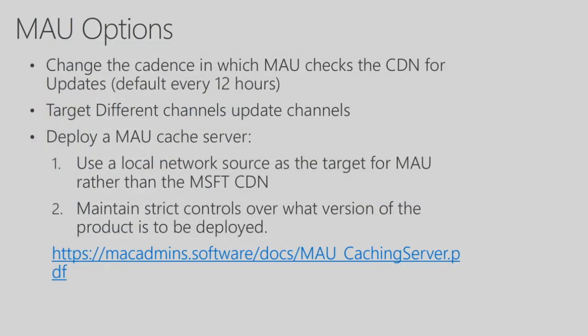So MAU has a number of different options. You can use it to target different channels, as we saw inside of Slow and inside of Fast. You can also deploy a MAU cache server, and this is relatively new, a new option for MAU. There are really two use cases for why you would do that. The first one is if you want to use a local network source as a target for MAU to get the actual media from, so the packages, rather than going directly to the Microsoft CDN.